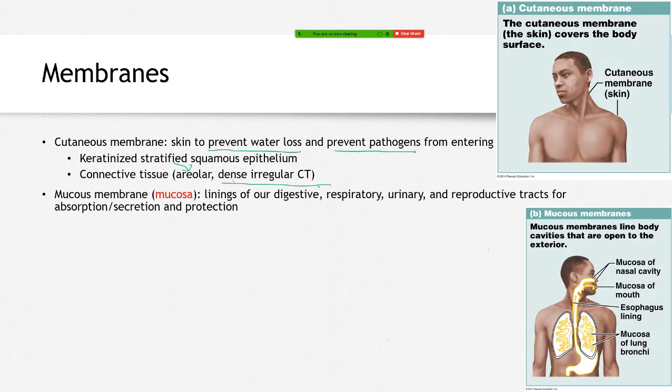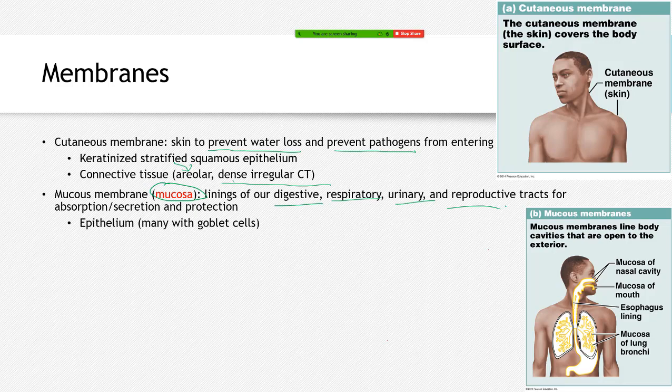Then we have something called the mucous membrane. It's also called the mucosa. It's called the mucosa because it's going to produce mucus. It's going to produce mucin, which mixes up with water, making mucus. So where do we find this? We find it in our digestive tract, respiratory tract, urinary tract, and also the reproductive tract as well. And its function is to protect us and also to help with absorption and secretion.